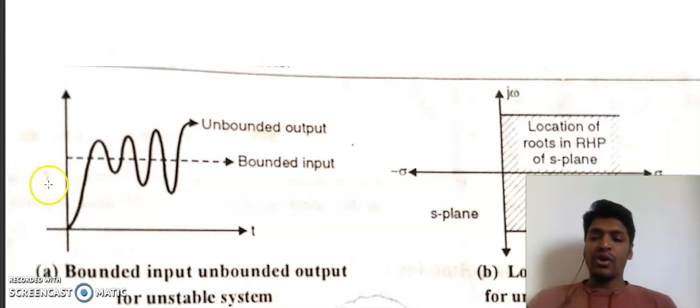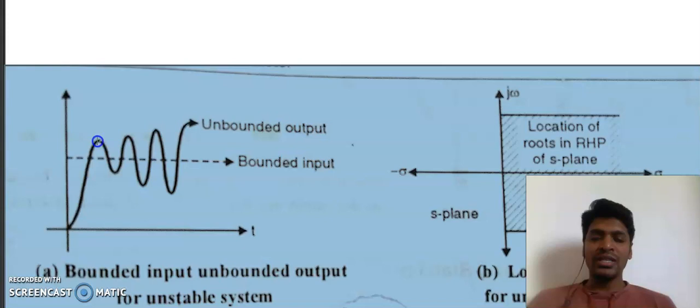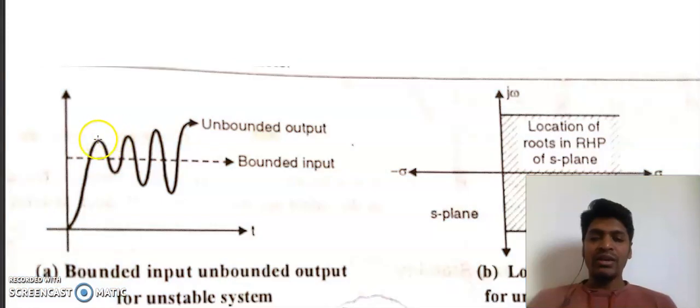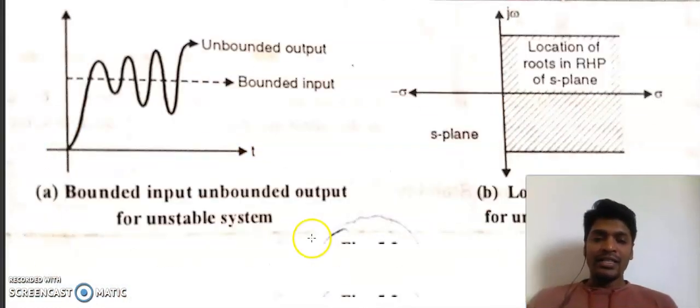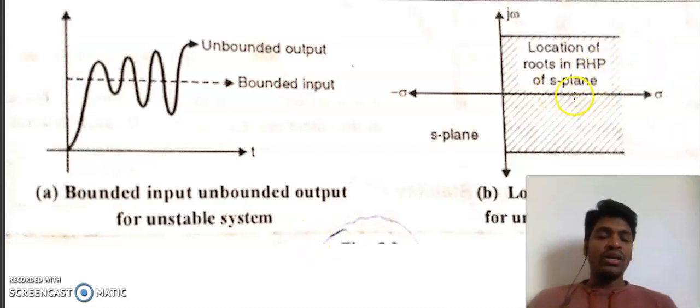So see, this dotted line is your bounded input, right? For the bounded input, your system will give an unbounded output signal, right? If you observe here, the signal is increasing. If you see the peaks of this sine wave, let us say 1000, 1100, 1200, 1300, and it will go on increasing. So this is your unbounded output. For the bounded input, you will get the unbounded output, right? And similarly, the poles will lie on the right hand side of the S plane.